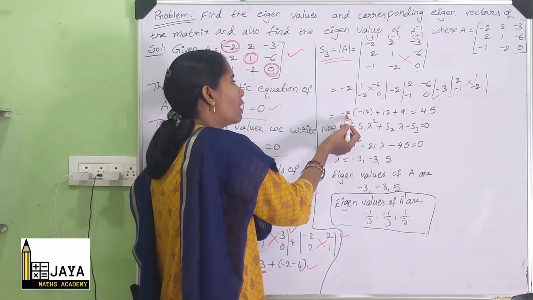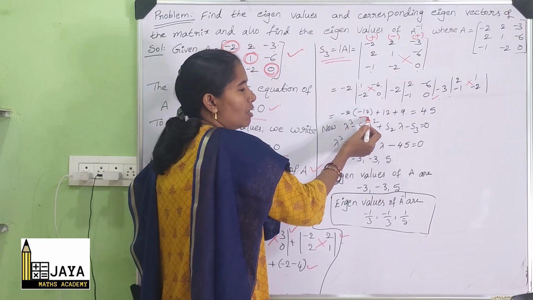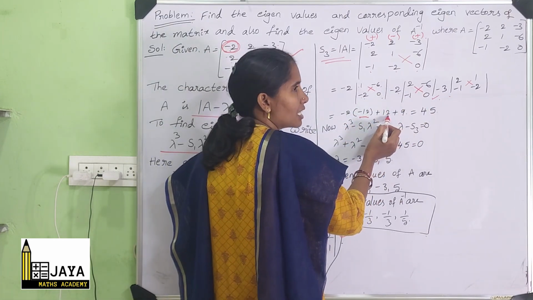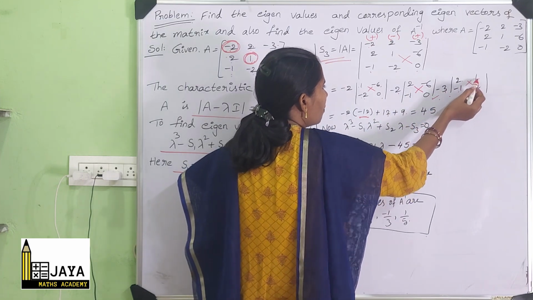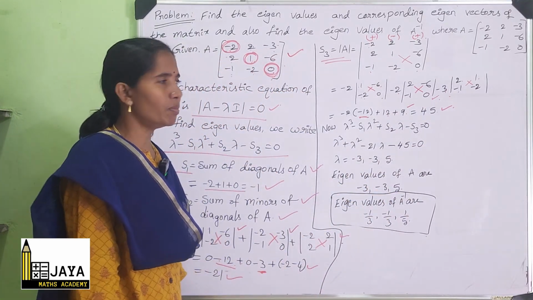You will get -2 into 0 minus 12, then -2 into again 0 minus 6, that is 12, and -3 into -4 plus 1, that is 9. So here 45 is the determinant of A.